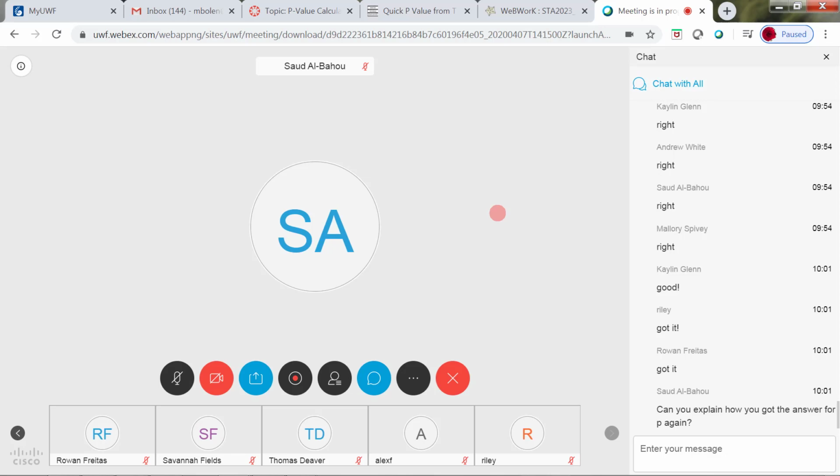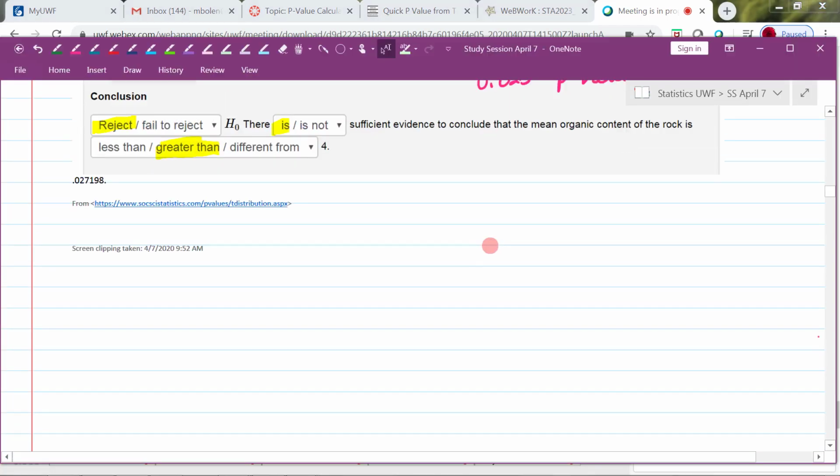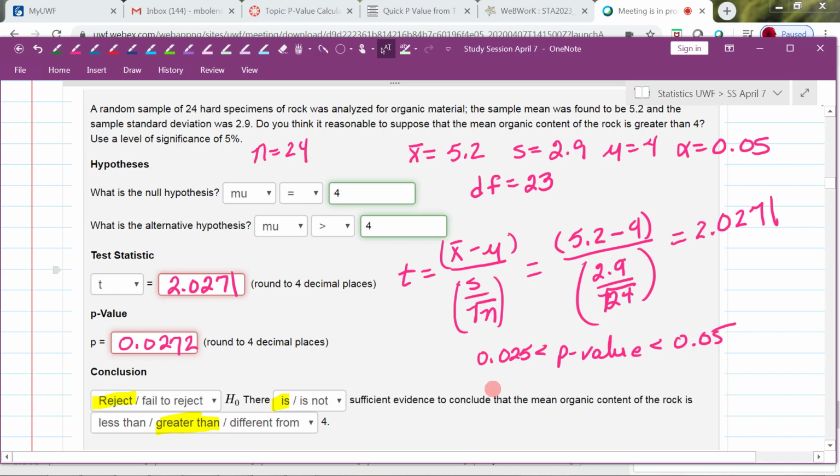Yeah, I put it in the computer. So are you talking about for the interpret, are you talking about this right here or are you talking about this right here? Which one are you talking about?